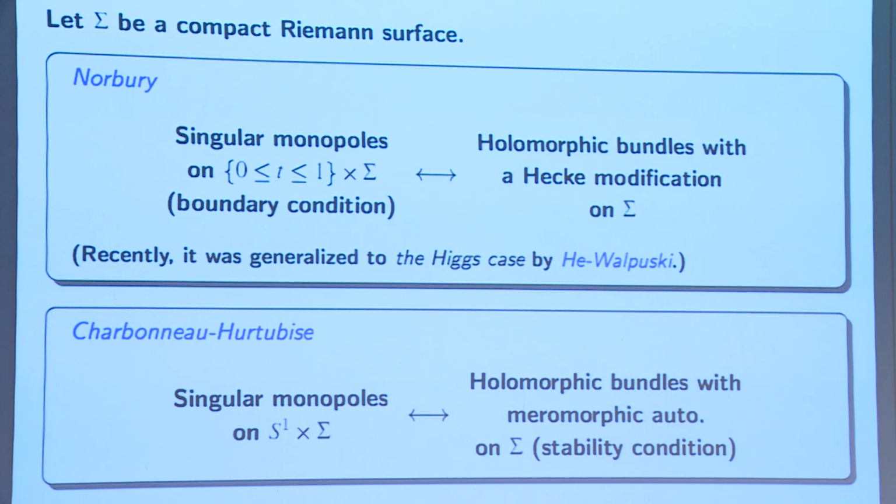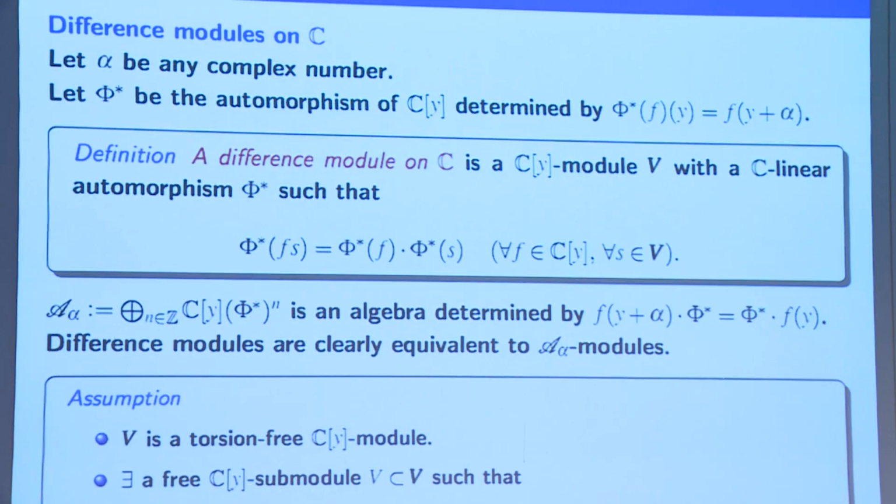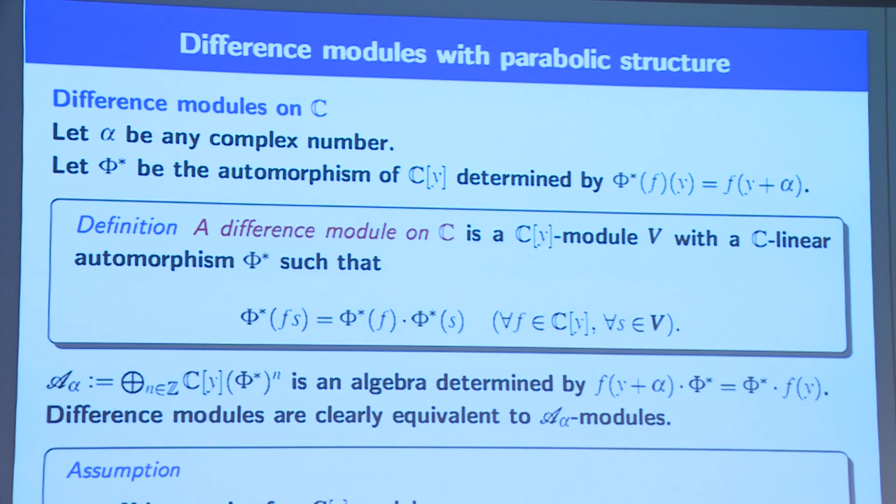Okay, so next I'd like to explain difference modules with parabolic structures. Let alpha be any complex number. Then we obtain the automorphism of the polynomial ring by the shift of variable by alpha. A difference module on C is defined to be a module over the polynomial ring equipped with a C-linear automorphism phi star such that phi star(fs) equals phi star(f) times phi star(s) for any polynomial f and any element s of V.